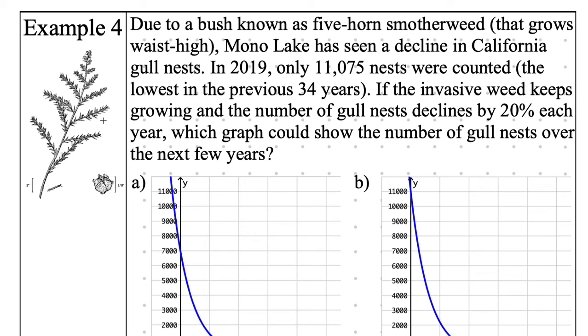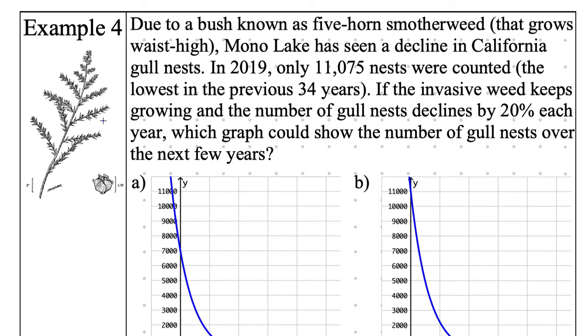Due to a boost in invasive five-horn smotherweed, a weed that grows waist high, Mono Lake has seen a decline in California gull nests. In 2015 ... in 2019, only 11,075 nests were counted, the lowest in the previous 34 years. If the invasive weed keeps growing and the number of gull nests declines by 20% each year, which graph would show the number of gull nests over the next few years?